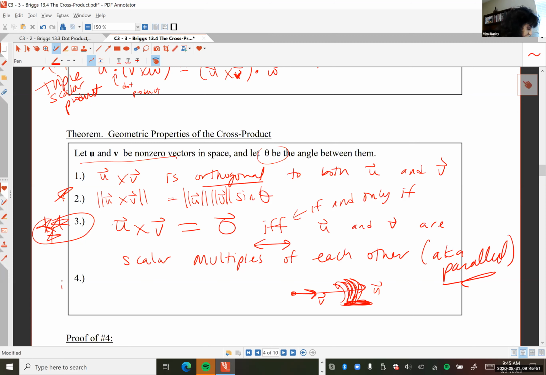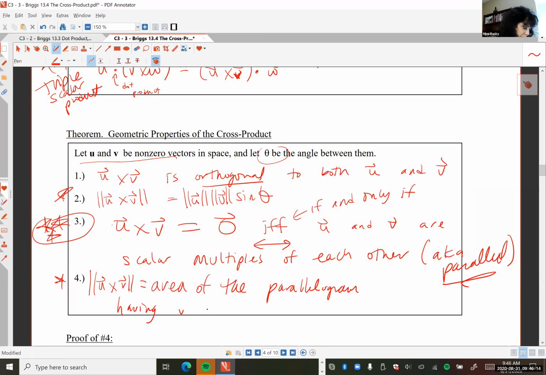And finally, and I'll put a star by this because it's important, the magnitude of U cross V actually gives you some cool number. It's the area of the parallelogram having U and V as adjacent sides. I don't know if I spelled parallelogram right. I think I did. And yes, this is going to be on the quiz and in the homework this week. Yes, yes, and yes. Like if you have to ask, it's a yes.